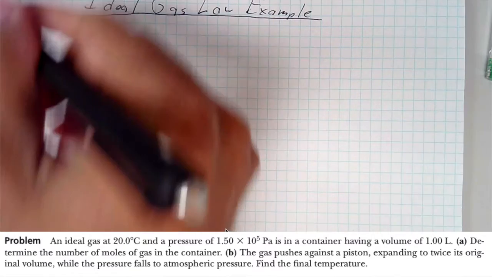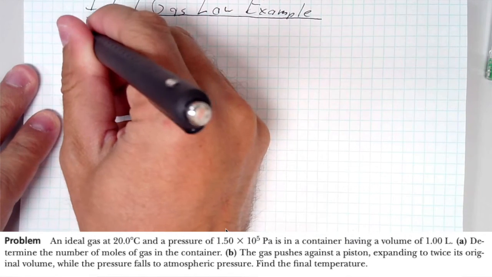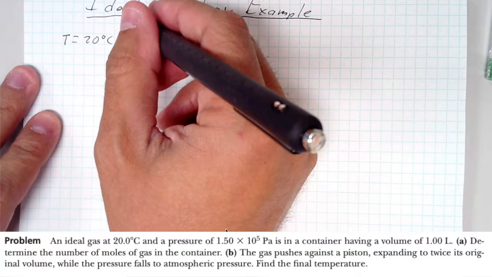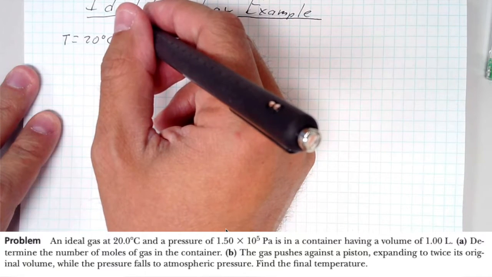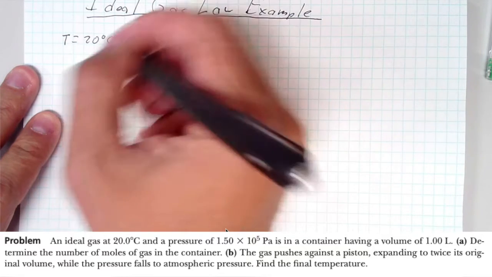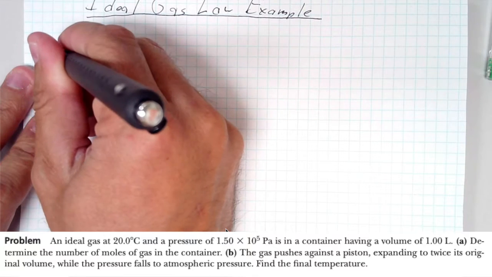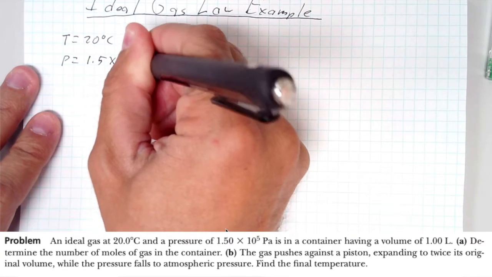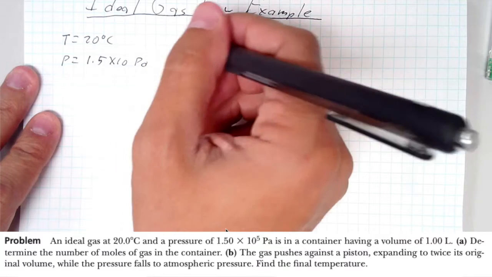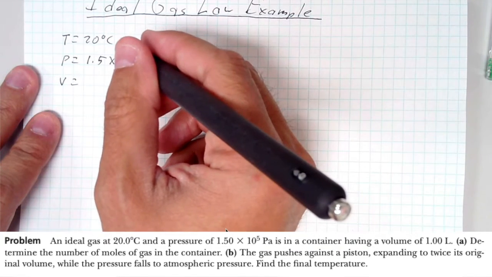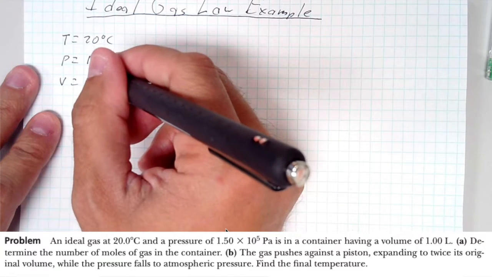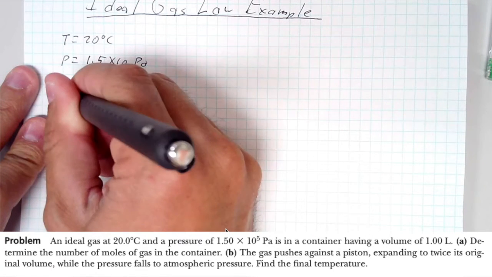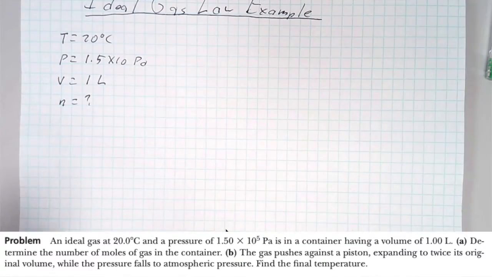For part A, we know that our temperature is equal to 20 degrees Celsius. We'll need to convert that into Kelvin, but for right now, we'll just write it like that until we get all our knowns. And we know that the pressure is equal to 1.5 times 10 to the 5th pascals. And then the volume of our container is 1 liter. So for part A, we need to determine the number of moles of gas in the container. So we're looking for the number of moles. That's going to be little n.